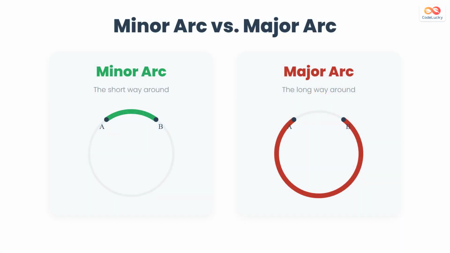It is important to distinguish between a minor arc and a major arc. If you pick 2 points on a circle, they create 2 arcs. The shorter path is the minor arc, shown here in green. The longer path, which goes the long way around, is the major arc, shown in red.